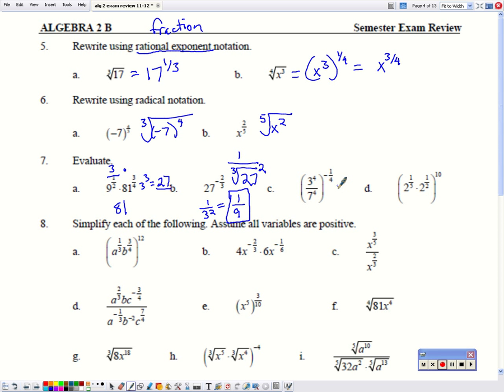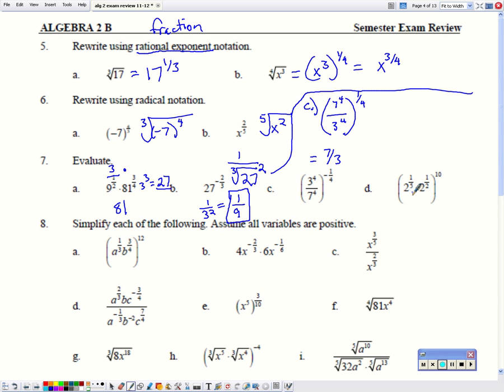All right. Letter C. When I get to letter C, I immediately see I have powers raised to powers, and there's a negative sign. So the first thing I'm going to do is get rid of this negative and flip it over. So I'm going to have 7 to the 4th over 3 to the 4th to the positive 1/4 power. Okay, got rid of the negative by flipping my fraction. When I raise a power to another power, I multiply the powers. Well, 4 times 1/4 is just 1. So my final answer is going to be 7/3.